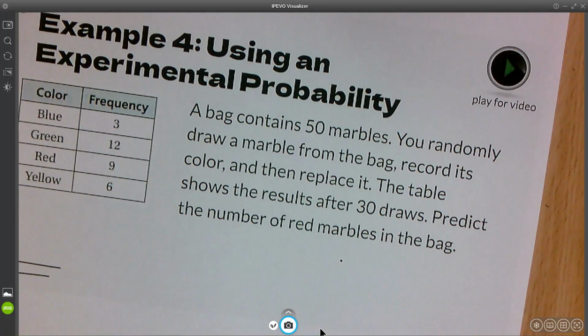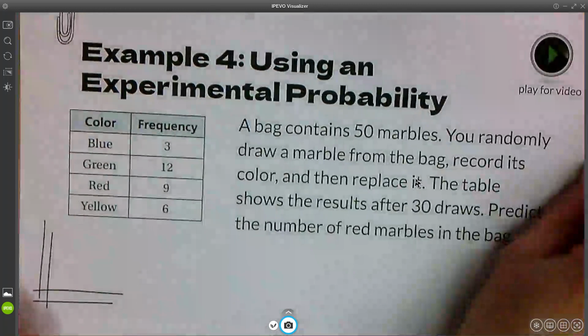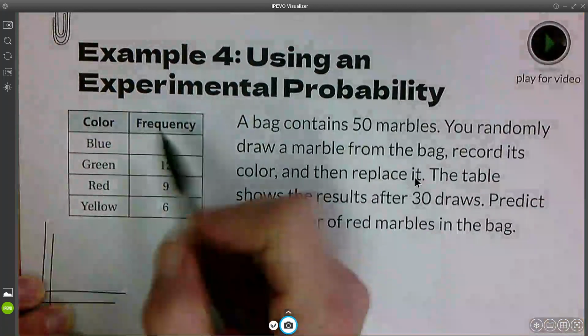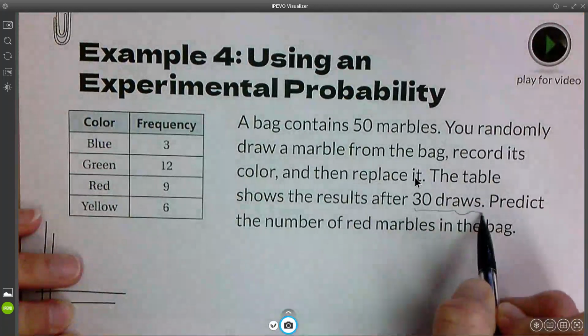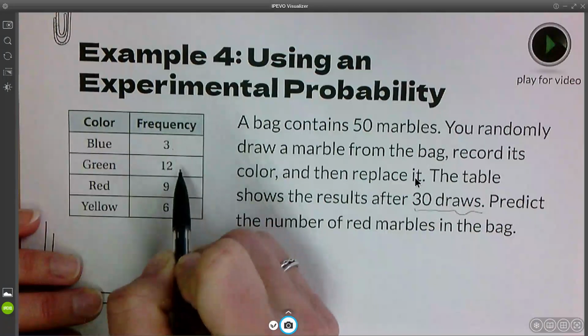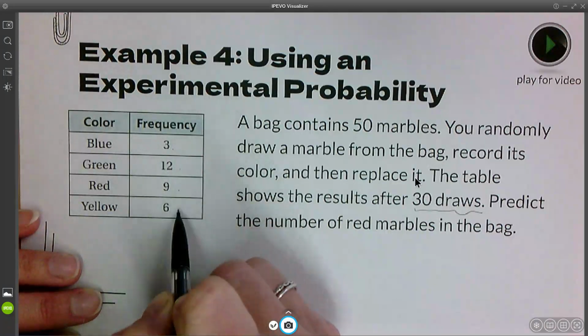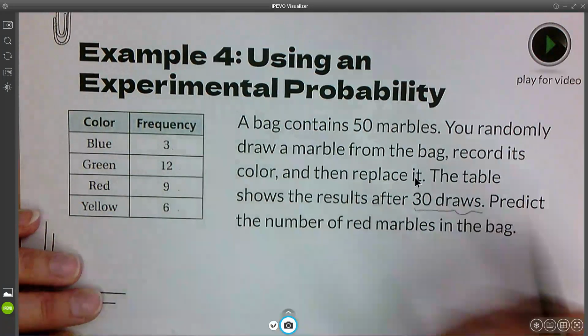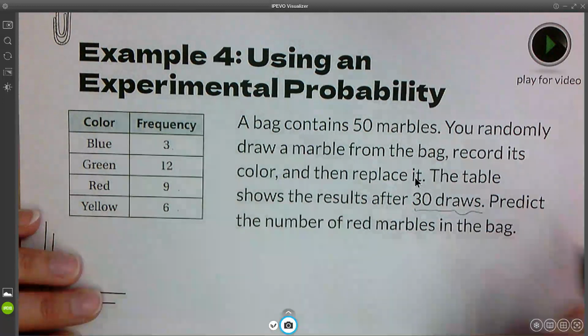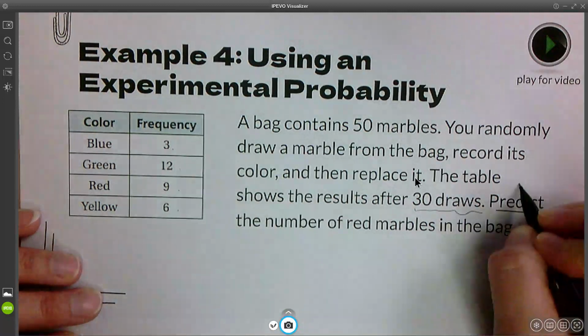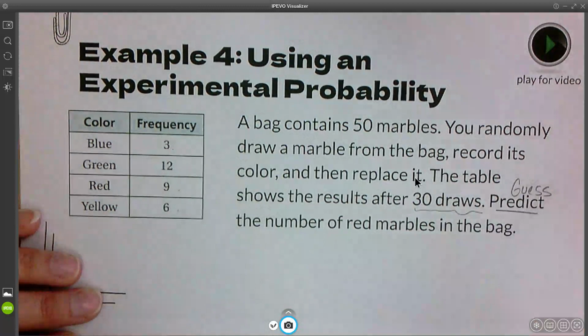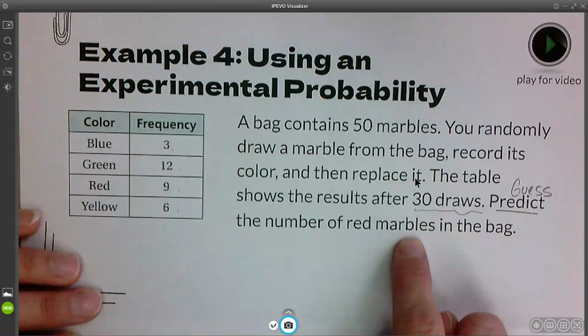So I'm going to click over to the camera here. And right here, they tell us that we pulled 30 draws, 30 times, and blue came out 3 times, green 12, red 9, and yellow 6 times. Based on that fact, they're asking us to predict or guess how many red marbles are in the bag.